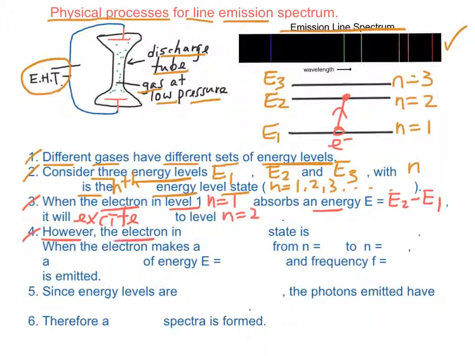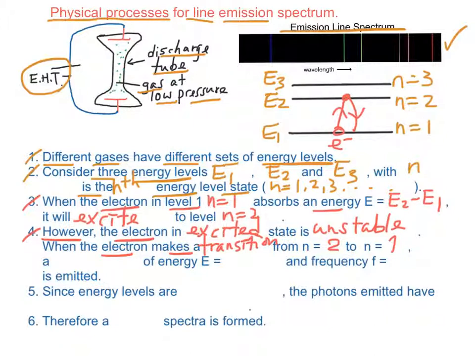However, the electron in the excited state is unstable. When the electron makes a transition from n equals 2 to n equals 1, a photon of energy E equal to E2 minus E1, and frequency f equal to E2 minus E1 over h, Planck's constant, is emitted.